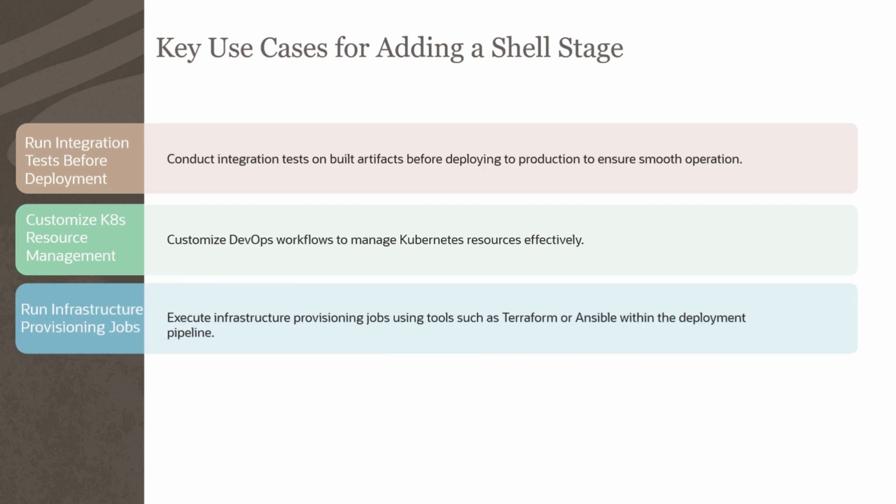You can also execute infrastructure provisioning jobs using tools such as Terraform or Ansible with the deployment pipeline. Use the resource principal of the pipeline to create infrastructure for integration test or as part of a deployment strategy such as the Highlander or recreate release strategy.